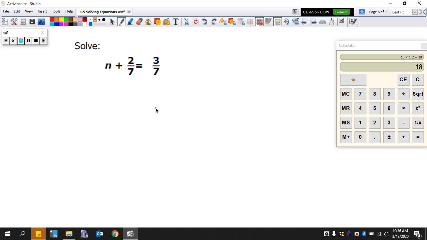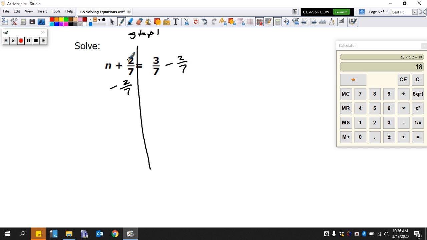All right. So those were all decimals. Now we're talking about fractions. The same steps, but we just need to remember our process for adding, subtracting, multiplying, and dividing fractions. So here we're saying minus 2/7, minus 2/7.